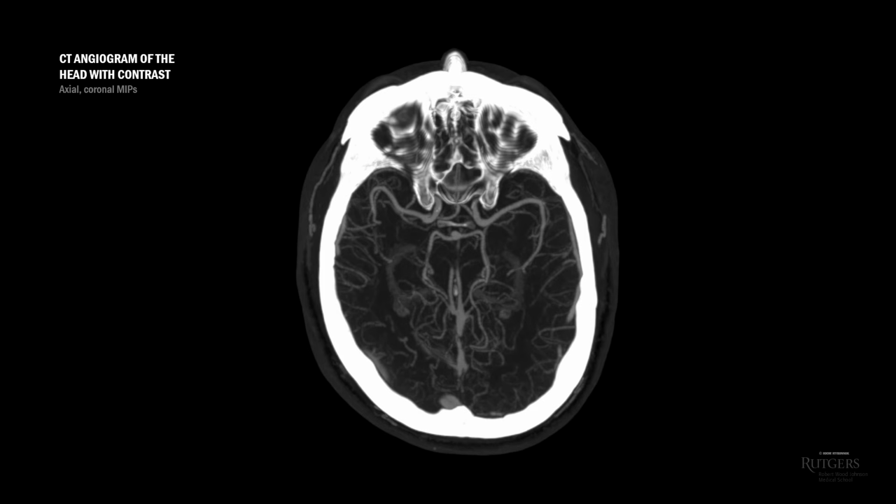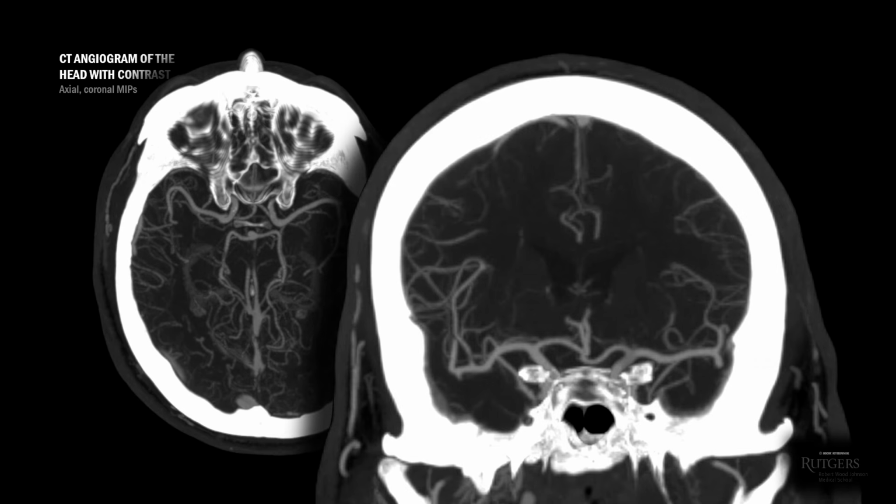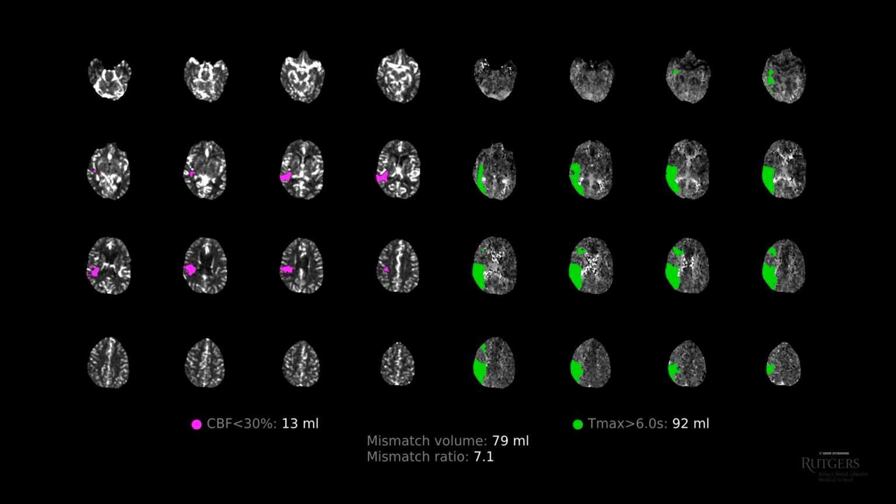Here's his CTA of the head, axial maximal intensity projection. Is there a large vessel occlusion? Here's the coronal maximal intensity projection. Challenging, isn't it? CT perfusion was also done. The territory of Tmax over 6 seconds matches inferior right M2 division, and there's substantial mismatch.